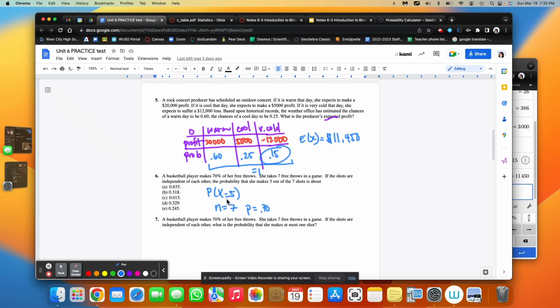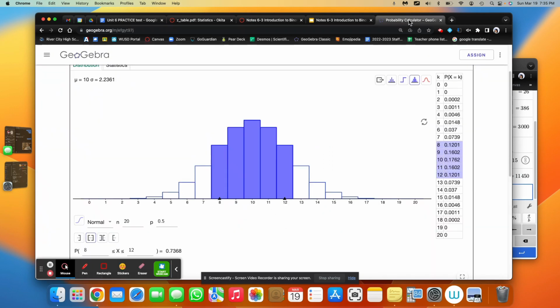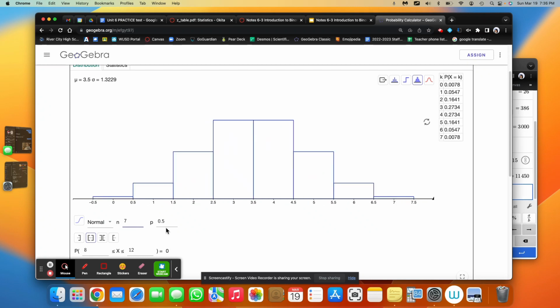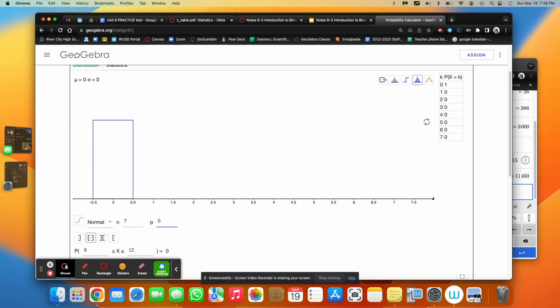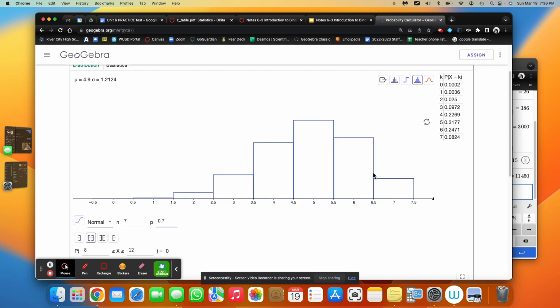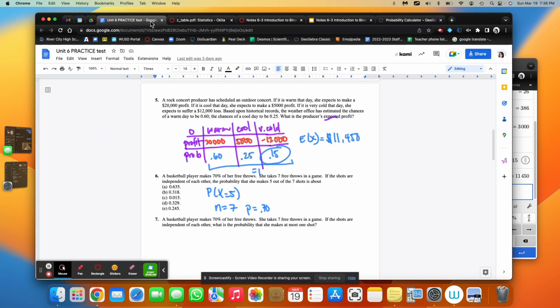Now we're going to put this in our binomial calculator. So n is 7, p is 0.7, and we're trying to find the probability that she makes exactly 5. That's going to be 0.3177. Rounded, that's going to be 0.318. That's going to be B.